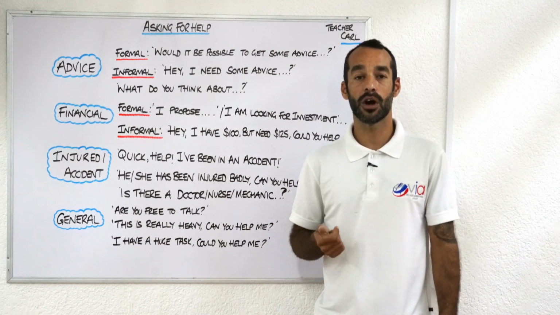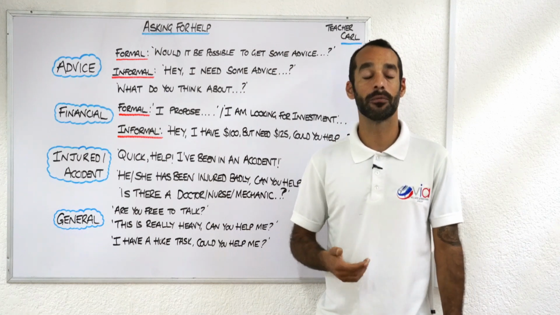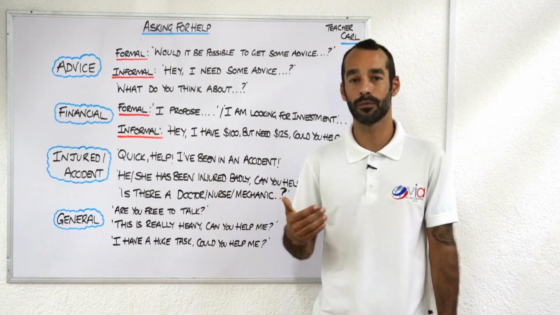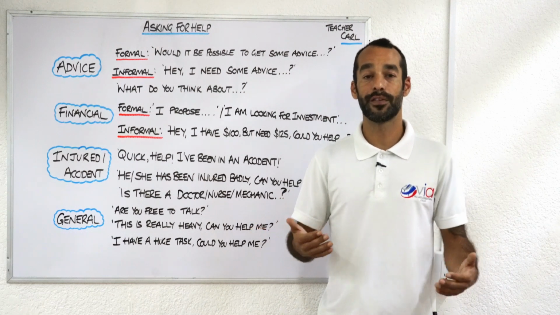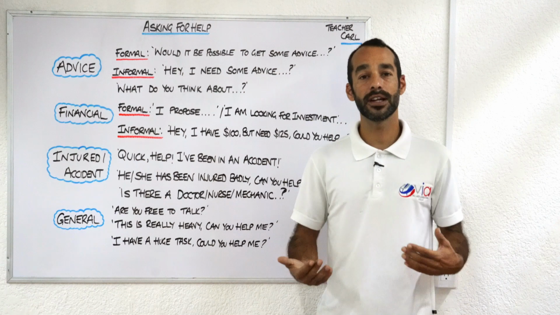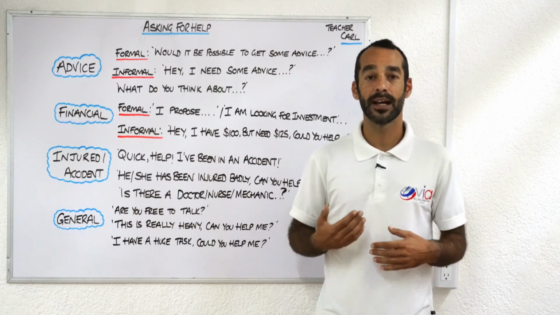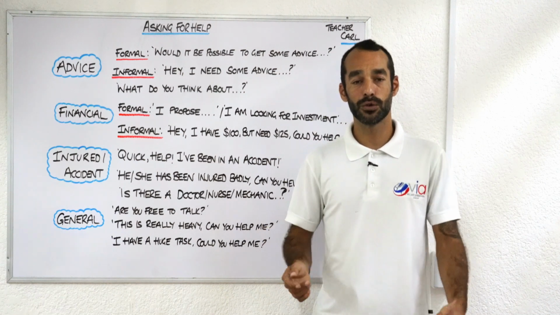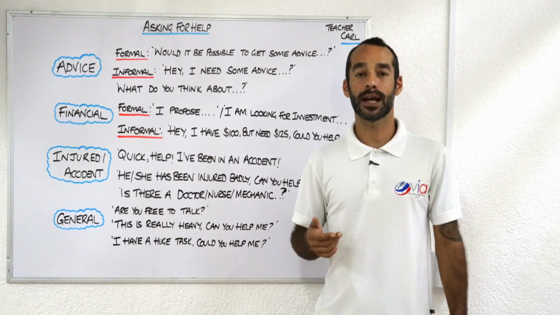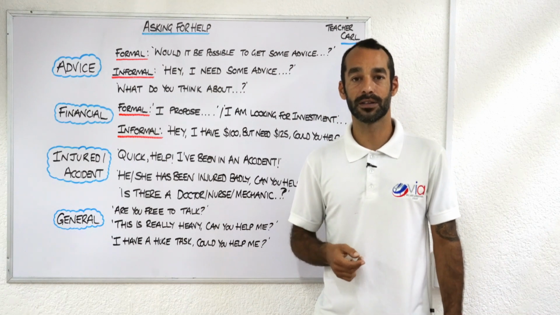So that concludes our quick look at asking for help. As you can see, there's many different ways, and not all fit the same situation. So you're going to have to adapt your English, adapt your inflection, and also your body language in order to have the most success when asking for help.